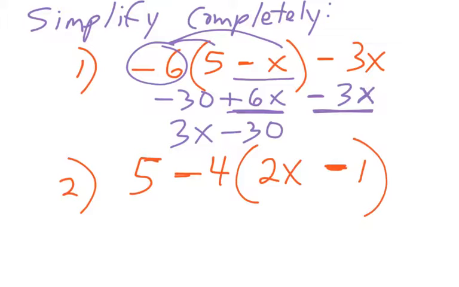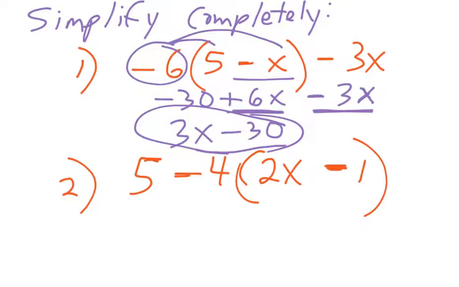So I did choose to do it in standard form. The 3x has to be positive and the 30 has to be negative. Okay? So let's look at the second example. Just clear a little bit of space here. So in the second example, we have 5 minus 4 times the quantity, 2x minus 1.